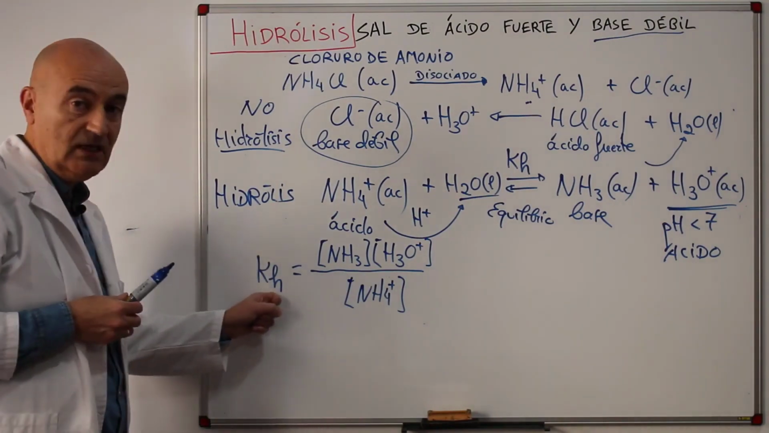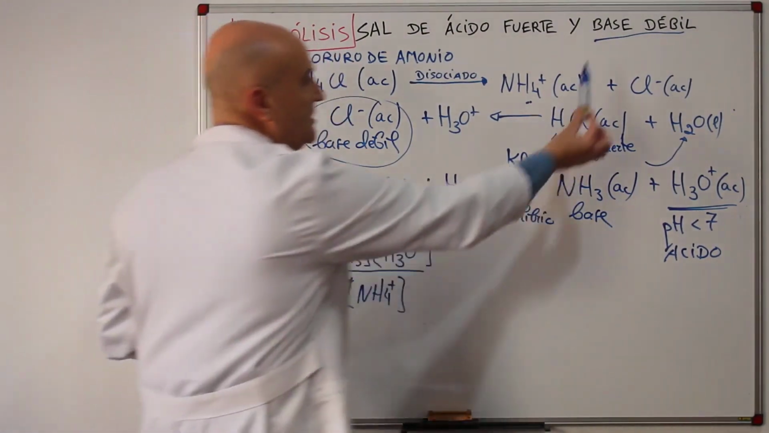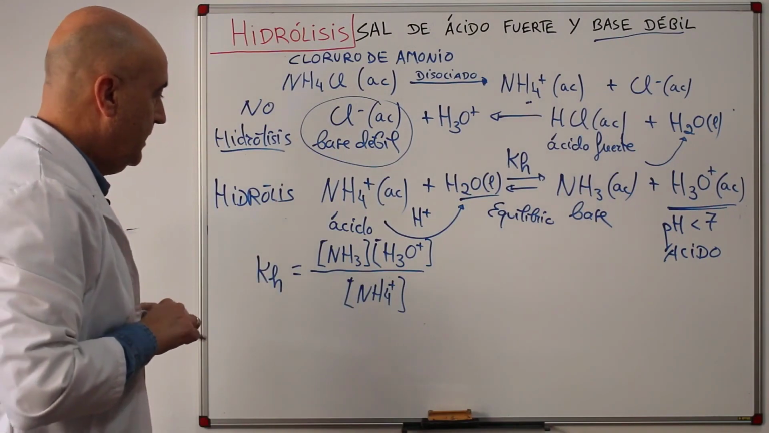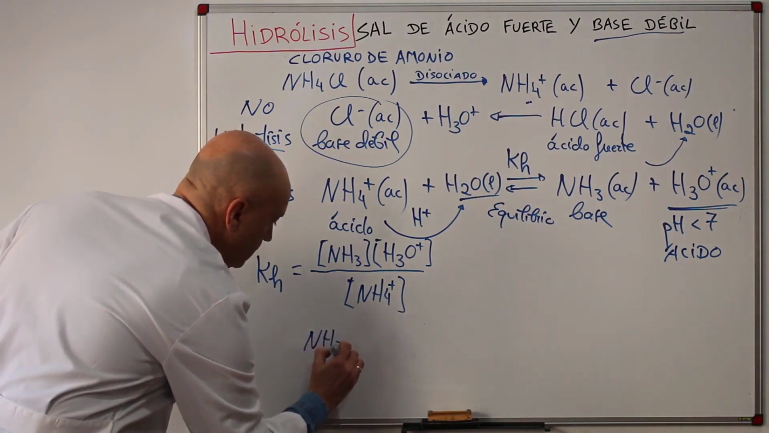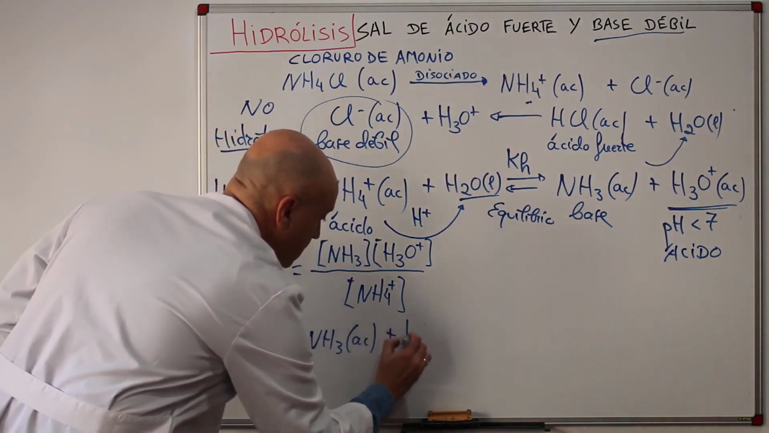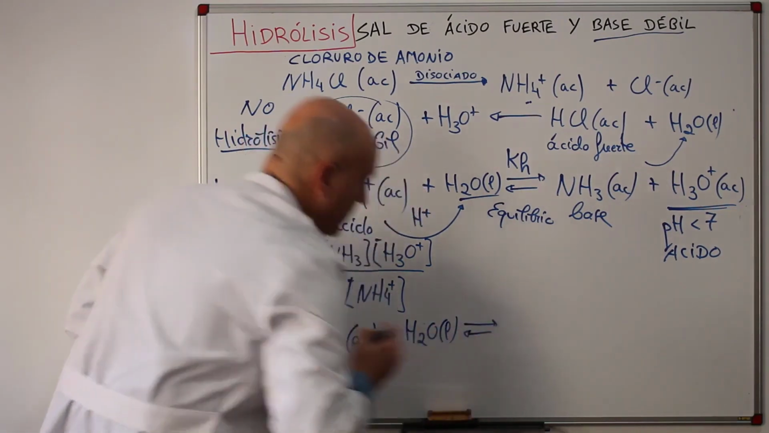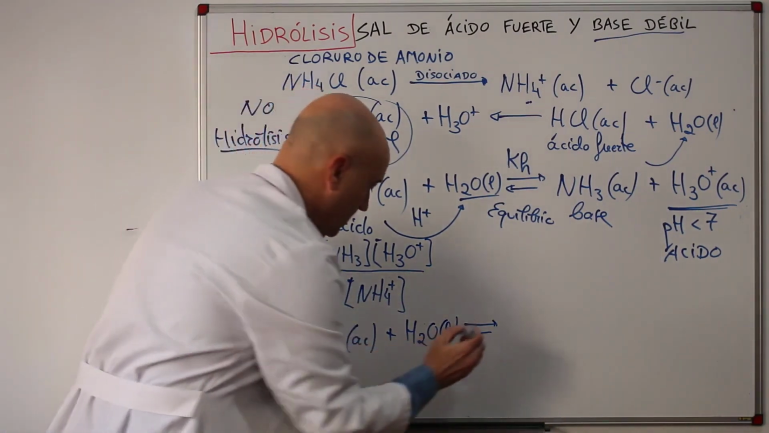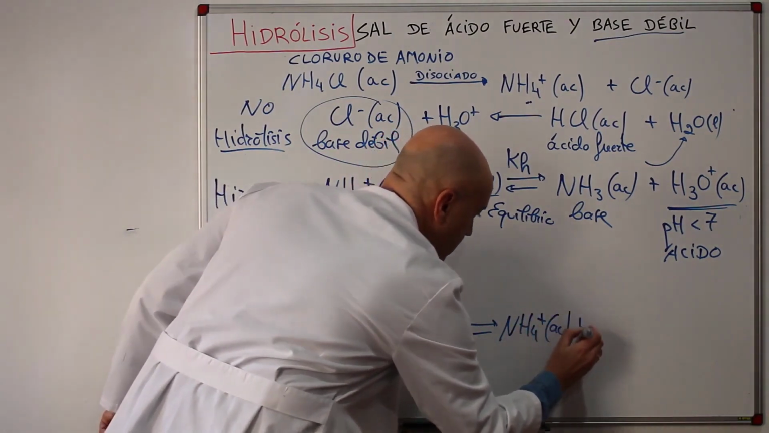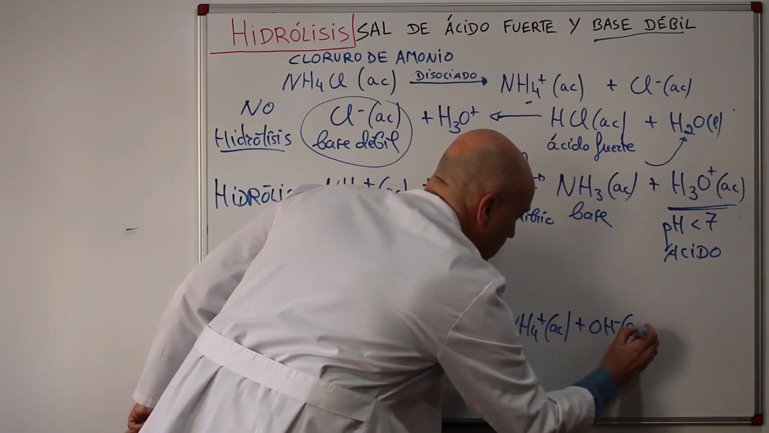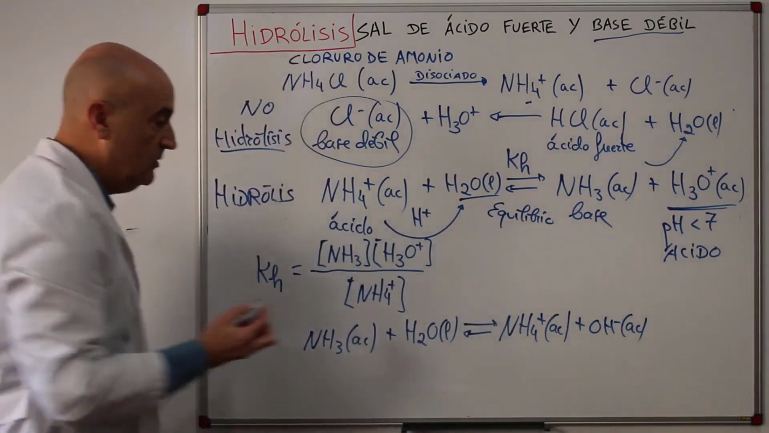Okay, how to calculate this constant? What data will I have? I will have the basicity constant of this base, the basicity constant of ammonia. Ammonia reacts with water, and I'll put the equilibrium of the base with water. On the right side, the ammonium ions, NH4+, and hydroxide, OH-, in aqueous solution. That is the equilibrium of the reaction of the base with water.